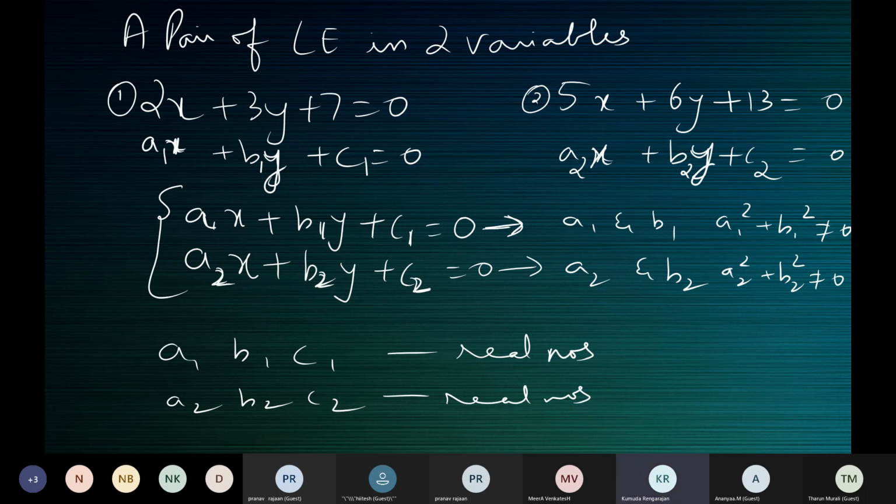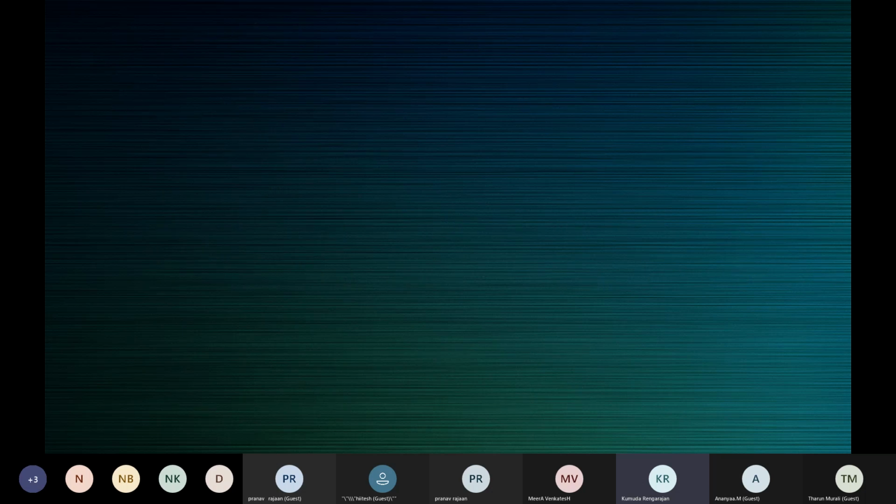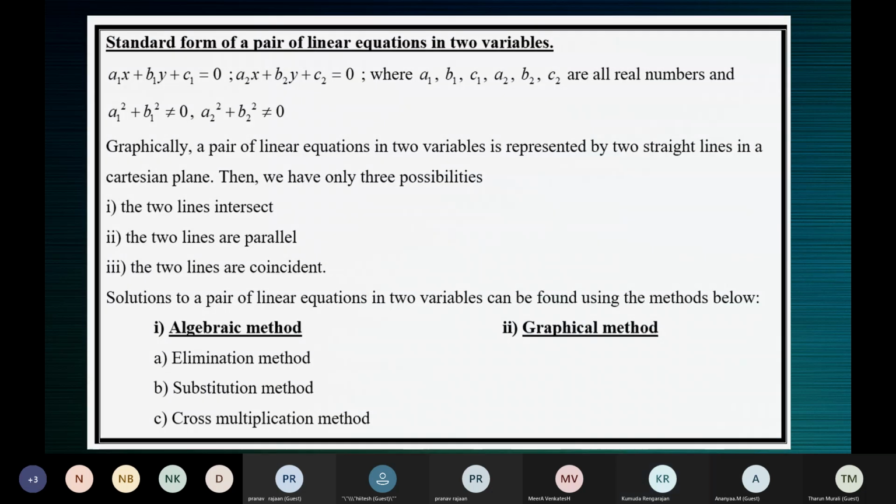So these are the conditions. And that's what you see in this slide. Standard form. See, A1x plus B1y plus C1 is equal to 0. Real values, real numbers, not equal to 0, not equal to 0. That means, I told you, let me not repeat it. I told you what it means.